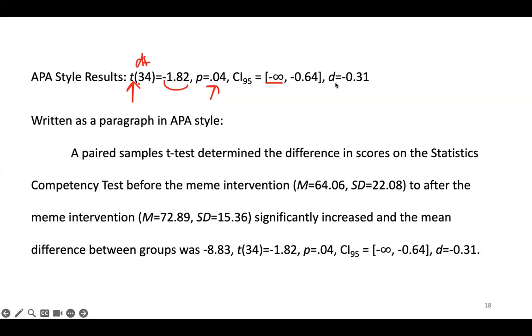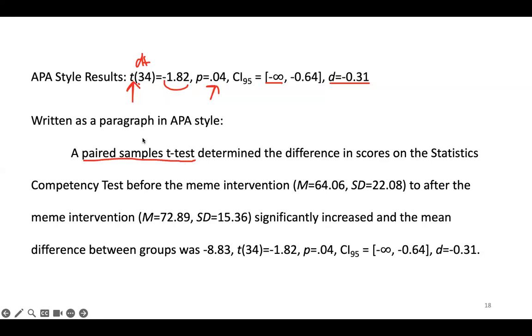And then in our last part, we have our Cohen's d here. And so this is our effect size. You should always report the effect size. It adds context to what you found. And then use the same format that we've been using for other tests. So we're reporting the type of test. So we're doing a paired samples t-test. You can call it a dependent samples t-test, whatever your preference is.